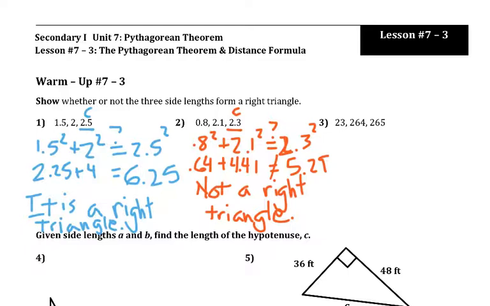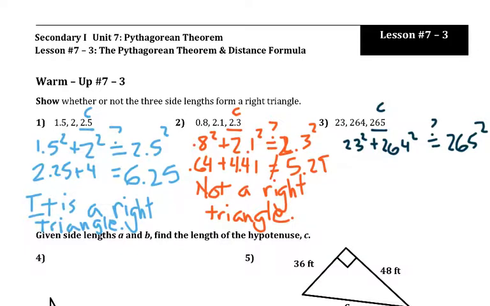Number 3, we have the side lengths 23, 264, and 265. So again, the longest length here, 265, is our hypotenuse. Now we're going to substitute these values into the Pythagorean theorem equation, which would be 23 squared plus 264 squared. And we're going to see, is this equal to 265 squared?